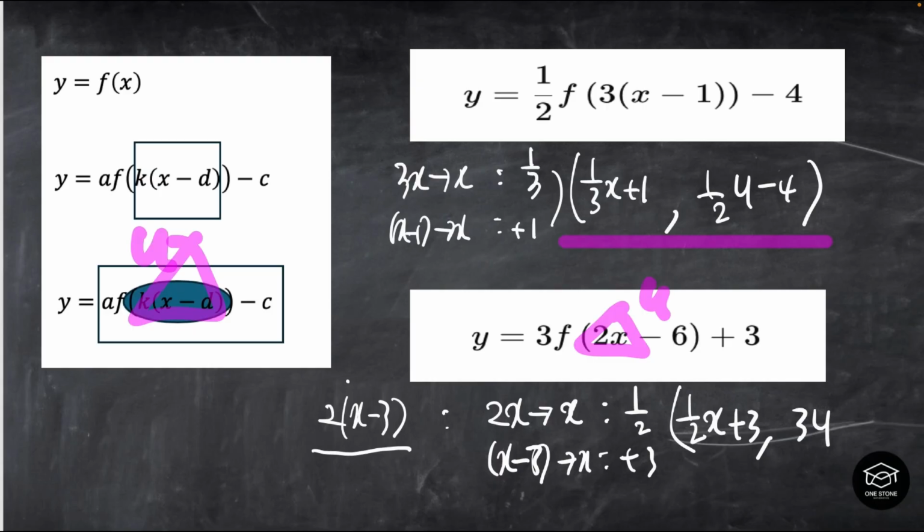As for y, it becomes 3 times y plus 3. That means a vertical stretch by a factor of 3 and a shift upward along the y-axis by 3 units.